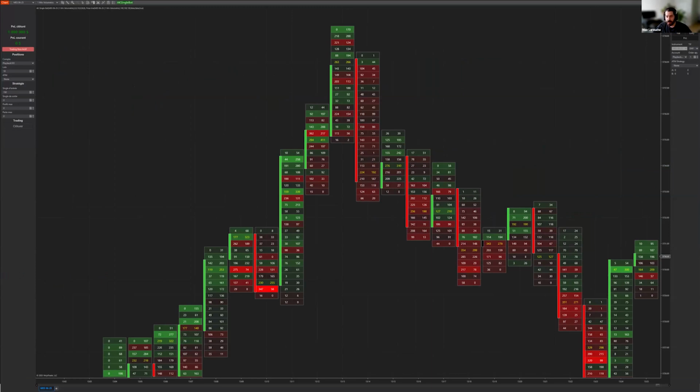Do the bars on the footprint repaint? Repaint? I'm not sure I understand that. I'll get back to you.